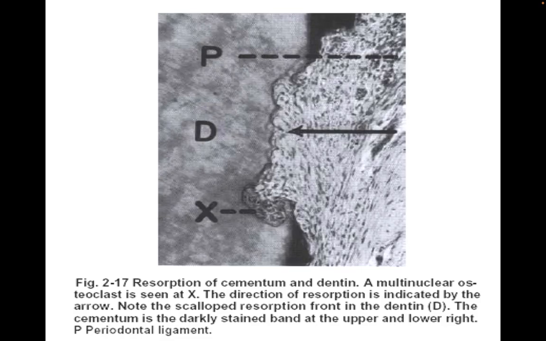Here you can see the resorption of cementum and dentine. You can see the scalloped resorption in front of the dentine, which is marked as D, and the cementum is a darkly stained band at the upper and lower right. This is the periodontal ligament, this is the dentine, and here X has been marked as the multinucleated osteoclast C.